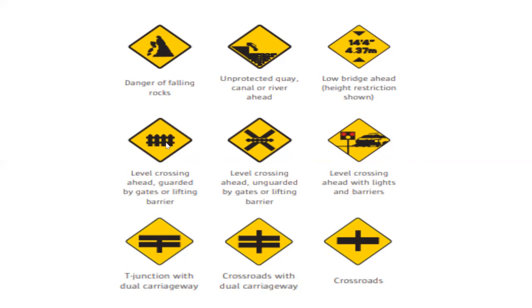We see the gate, level crossing ahead, guarded by gates or lifting barrier. Now we see the train track, so we know it's a level crossing with an X going through it. Level crossing ahead, unguarded by gates or lifting barriers. Again, we can see the train, so we know it's a level crossing. This one has lights. Level crossing ahead with lights and barriers.